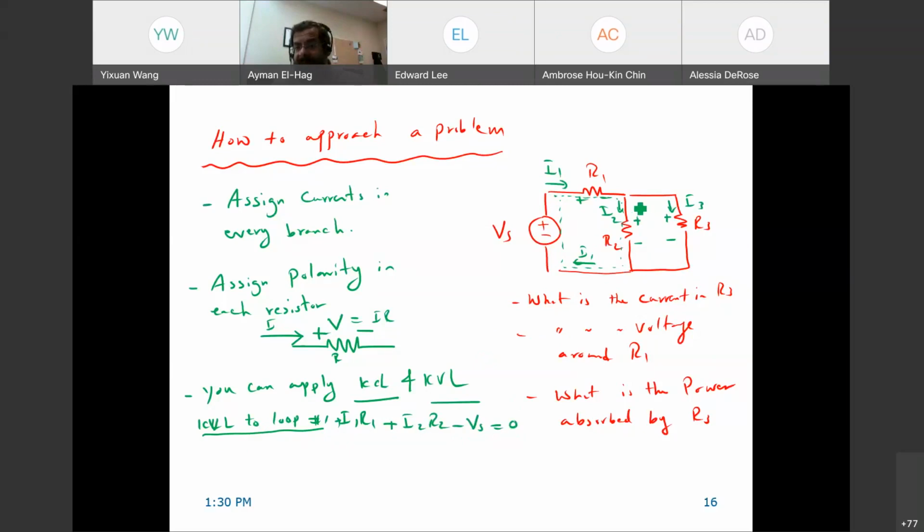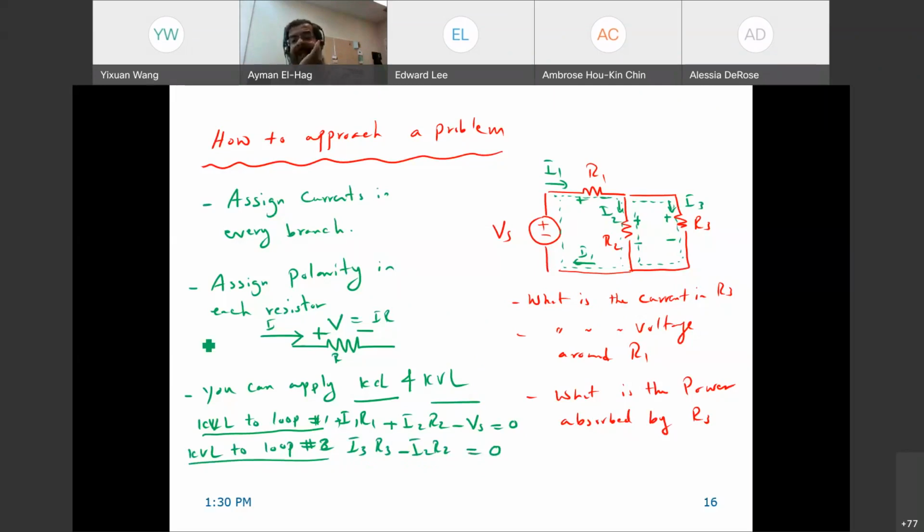Now I will have another equation from another loop. We'll start from this point. So KVL to loop number 2. We have I3 R3 minus I2 R2 equal to 0. Now here we have 2 equations. How many unknowns do we have? Still we have 3 unknowns. So we will need 1 more equation.